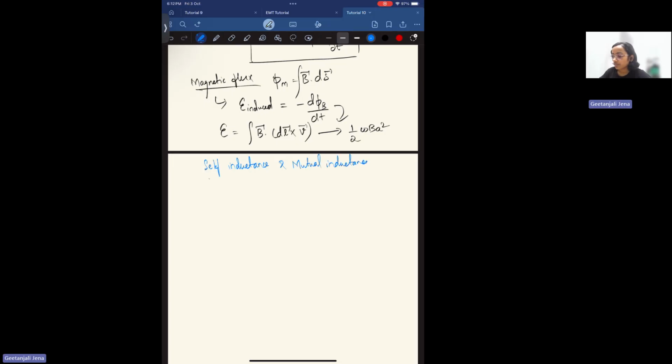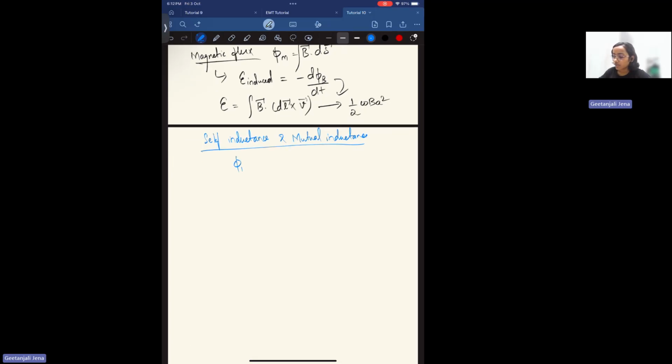So this self-inductance is related to the flux that is changing. Phi B is directly proportional to I, that means phi B is L I. So the proportionality constant is the self-inductance. And if you put in the relation, you can also rewrite the induced EMF as minus L dI by dt. So these are the relations that you should know to solve the problems.